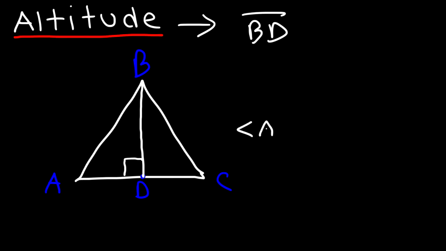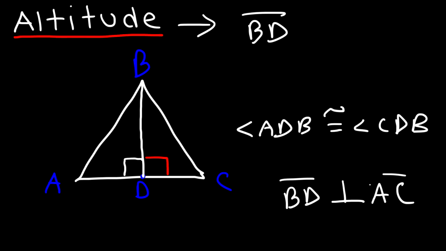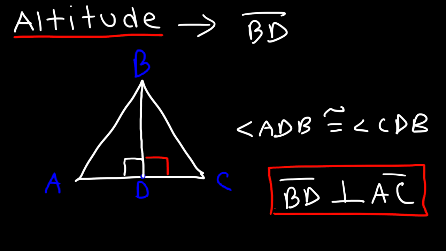So angle ADB, which is congruent to angle CDB, both angles are equal to 90 degrees. So the altitude forms right angles inside the triangle, and that's what you need to know. Now we can also say that segment BD is perpendicular to segment AC, because perpendicular lines and perpendicular segments intersect at right angles. So if you have an altitude, you can also make this statement.